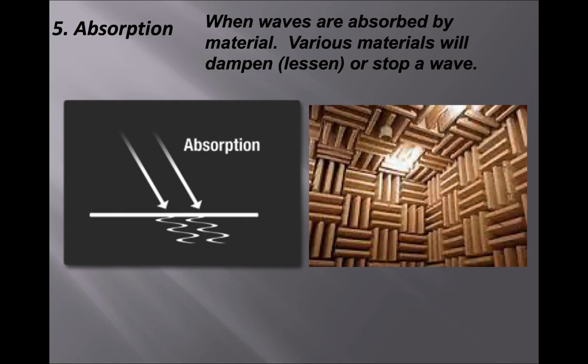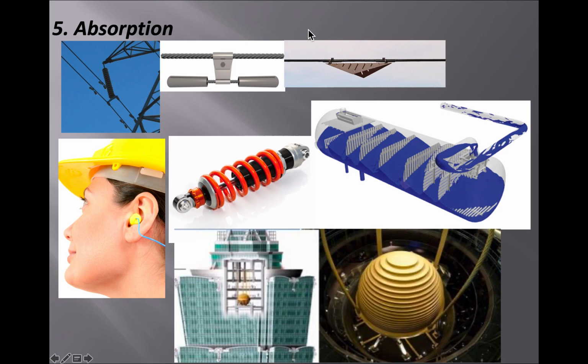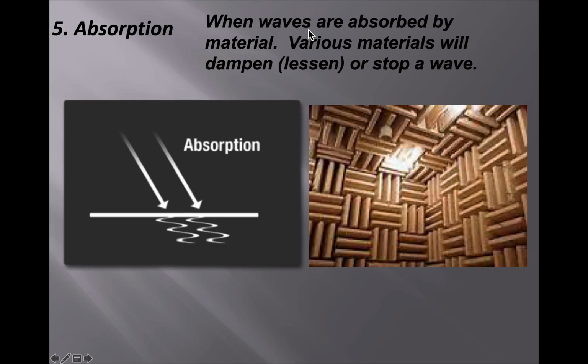Now, one other thing that can be done to waves is they can also be absorbed. So when waves are absorbed, waves can be absorbed by different types of materials. So various materials will dampen or lessen, or sometimes even are able to stop the wave. So for example, in some recording studios, you'll find these rooms where they have all these wedges on here, and that's to help absorb a lot of the waves.